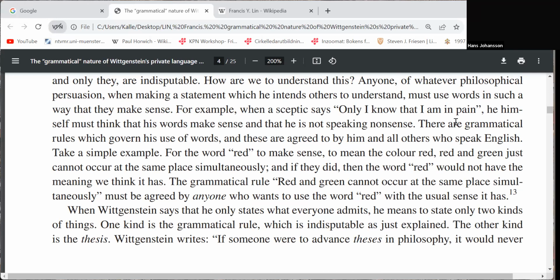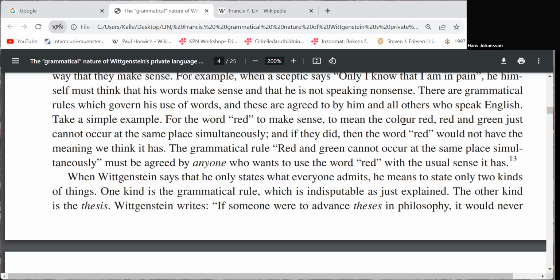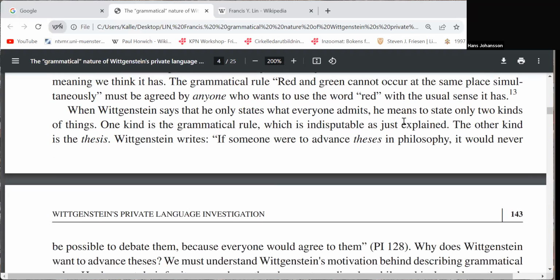So at the end here of the same paragraph, the grammatical rule: red and green cannot occur at the same place simultaneously, must be agreed by anyone who wants to use the word red with the usual sense it has. And that, oddly enough, goes for wave and particle in quantum mechanics. It's tough to understand, but the grammatical rule, so to speak, in physics is they cannot be at the same descriptive level or at the same place or in the same universe. It's getting odder and odder. And we go down to the end of the last paragraph here. The other kind is the thesis.